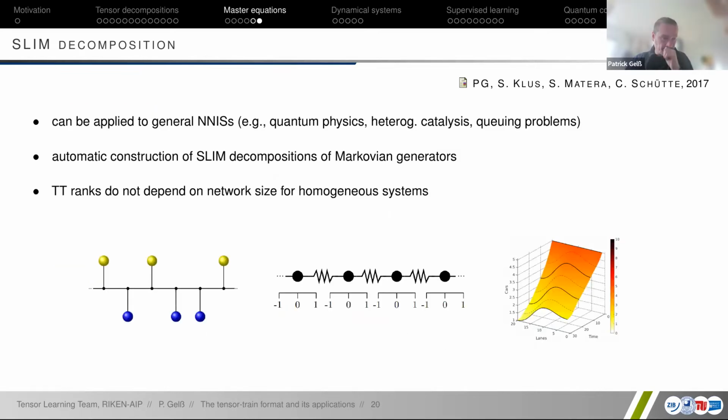To show you a few examples, in this paper we considered the Ising model, some coupled oscillators, and some Toll station model. All these models were described by Markovian master equations, and the operators of these master equations can be automatically constructed by our methods. And one very important fact is if we have homogeneous systems, where the operator has the same coupling between each core, so we have the same interactions between every pair, then the ranks do not depend on the size of our network.